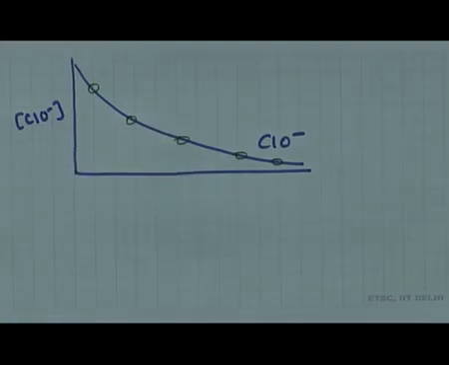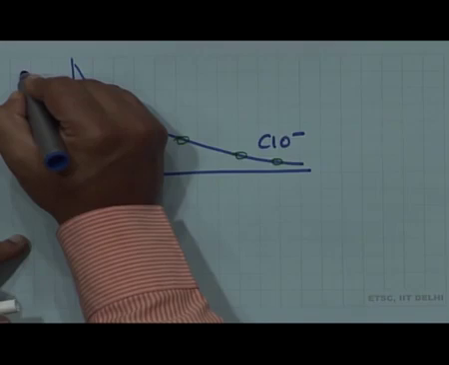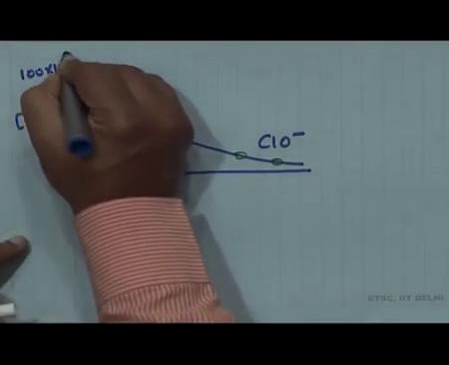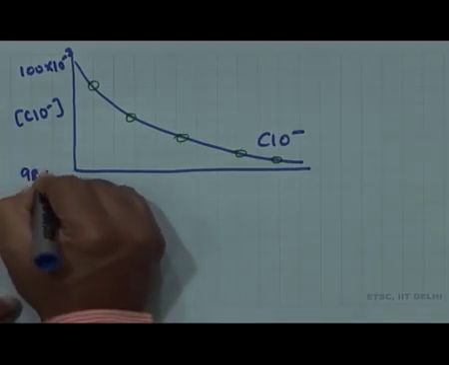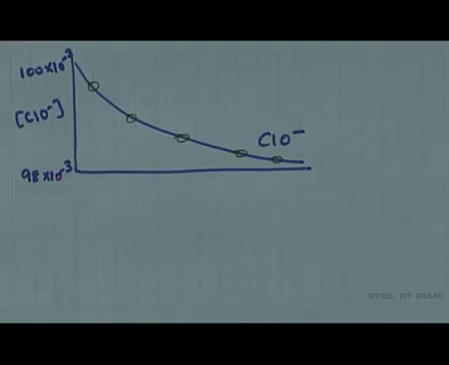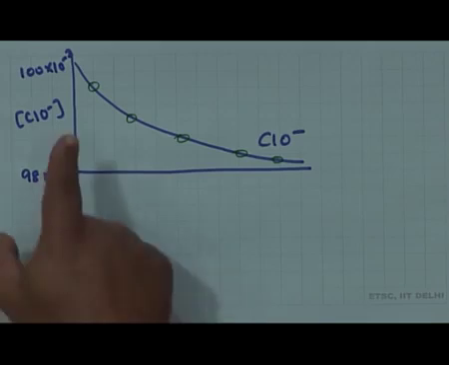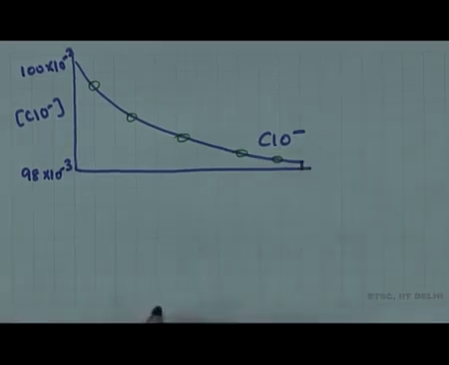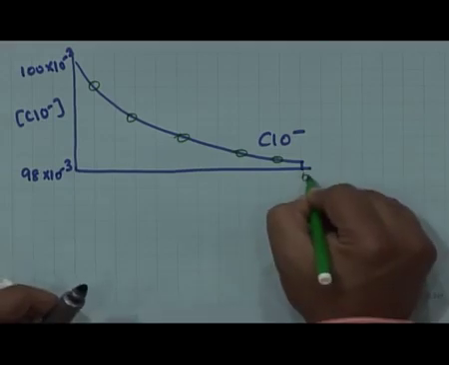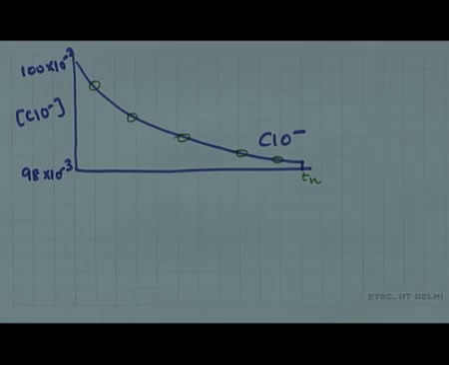Now, the way I am labeling my y axis, at least in terms of the numbers, is the following: 100 times 10 to the power minus 3, which is 0.1, and here I say 98 times 10 to the power minus 3. So, as the reaction progresses between hypochlorite and bromide, this is the change I have for the hypochlorite, and say this observation time is Tn. Now, let us draw the similar kinetic profile, but this time for bromide.